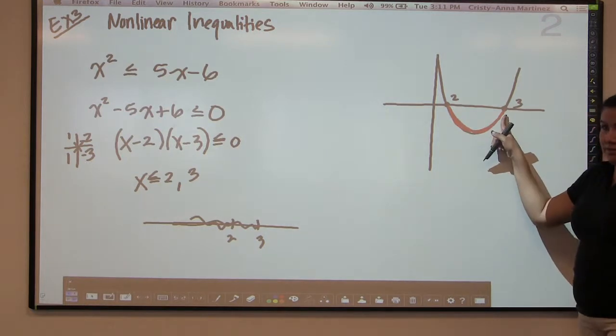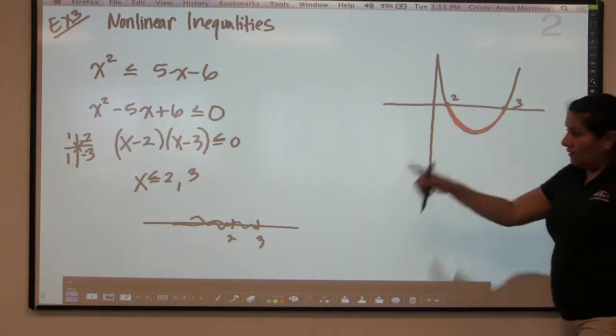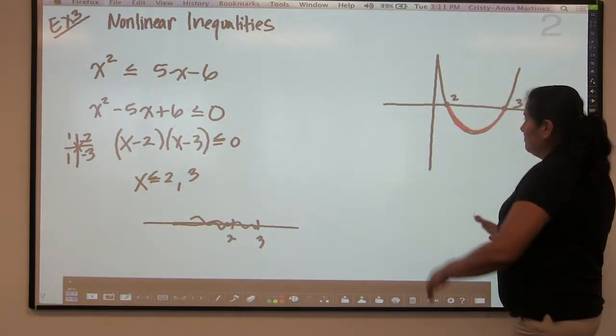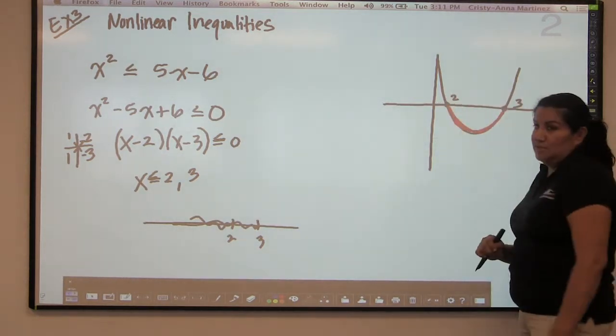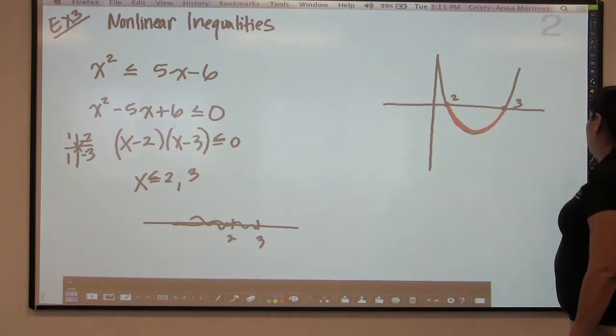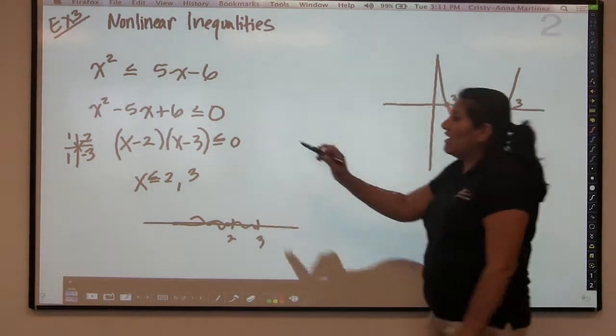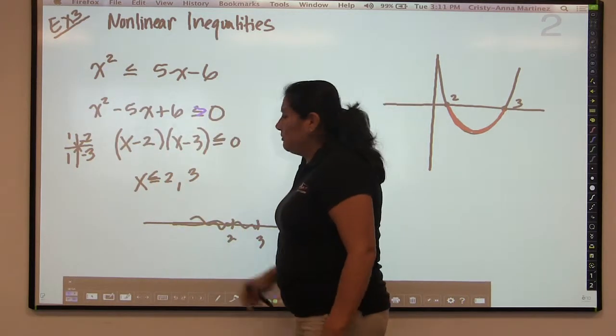Between 2 and 3. Not all the way less than 3. Values between 2 and 3 are less than 0. When is it greater than 0? Because I could easily change that around to a greater than symbol. If this was a greater than symbol, all of this would still be the same.